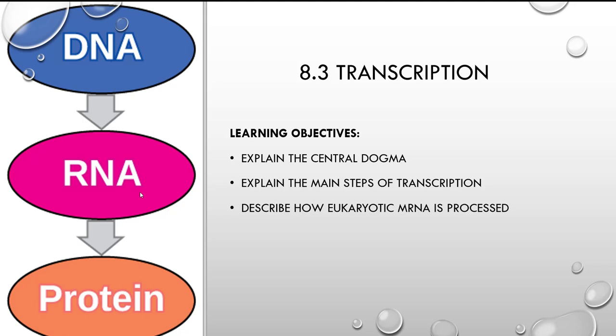By the end of the video, you'll be able to explain what the central dogma is and explain the main steps of transcription. And then there is a difference between how eukaryotic mRNA is processed and the termination of transcription in prokaryotes, so you'll be able to describe that.